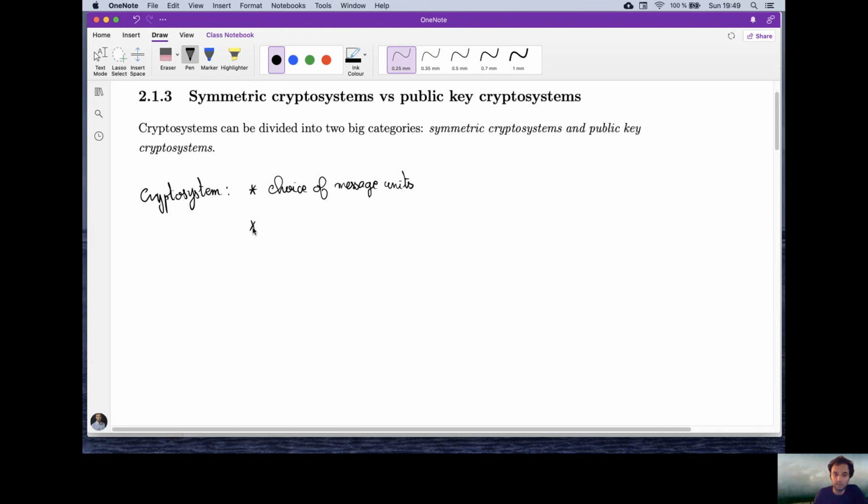And the second thing that you need to tell me is the choice of the enciphering and deciphering transformations, right? So any cryptosystem is the data of these two items. If we use the same notation as in the previous video, the plain message units are P, the ciphered message units are C.